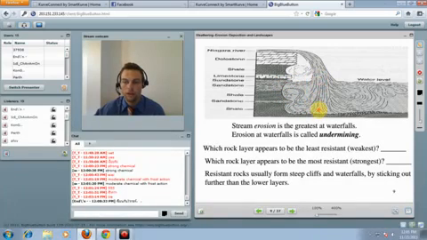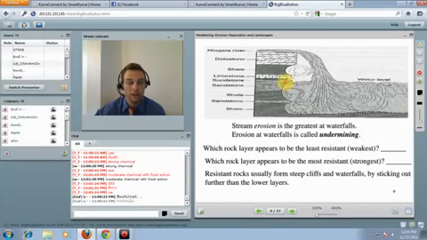The water hits the ground here, it's pushing the water out, and it hits this shale, hits this sandstone, and it erodes these things at different rates because they are different materials. Can anyone tell me which layer appears to be the least resistant? Which is the weakest? Which appears to be the weakest material in this diagram?